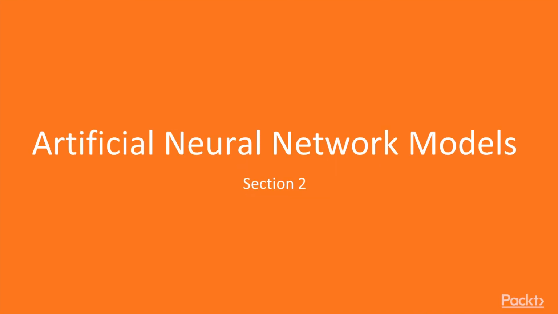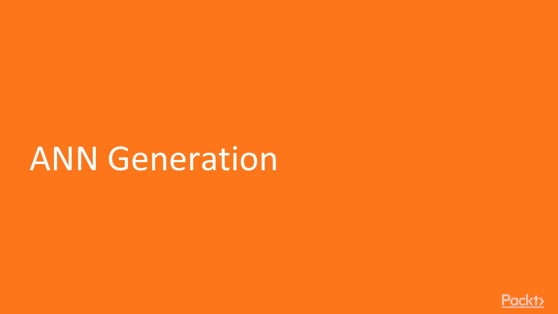In this section, we are going to talk about artificial neural network models. Auto-Keras can optimize the hyperparameters that go into generating artificial neural networks for us. These hyperparameters are crucial for good performance on a given problem, and they usually take a long time and a lot of knowledge to be properly determined. In this video, we are going to talk about ANN generation.